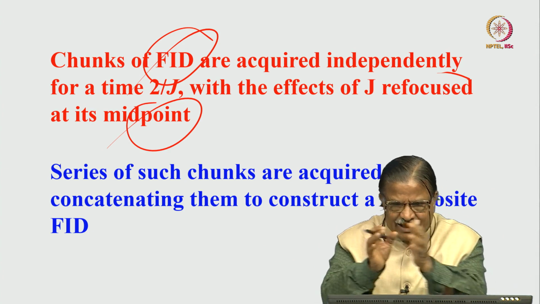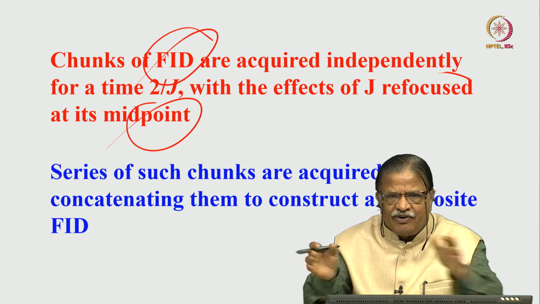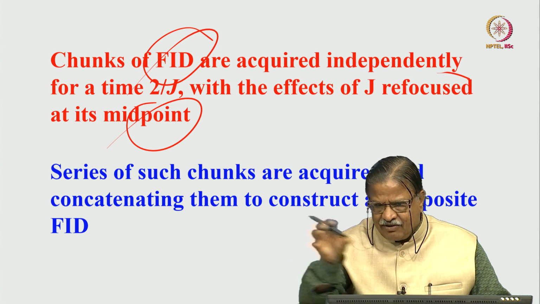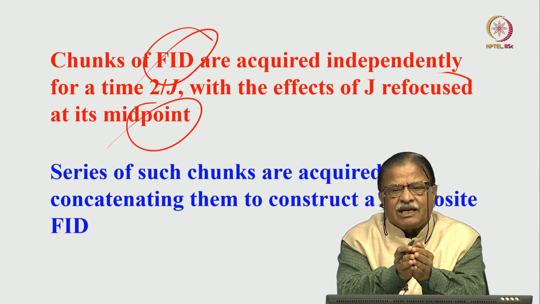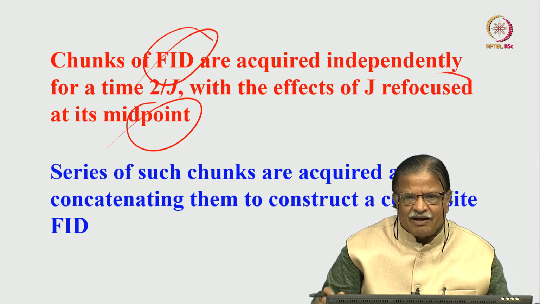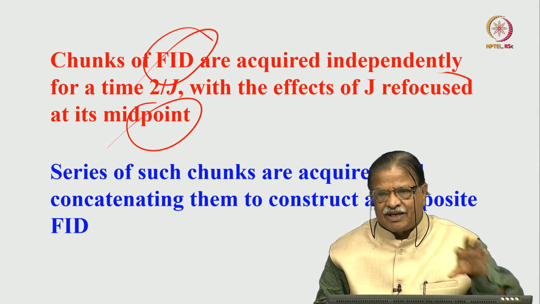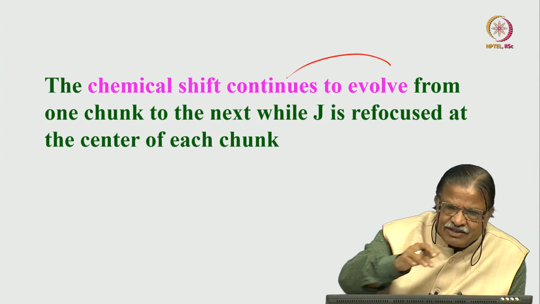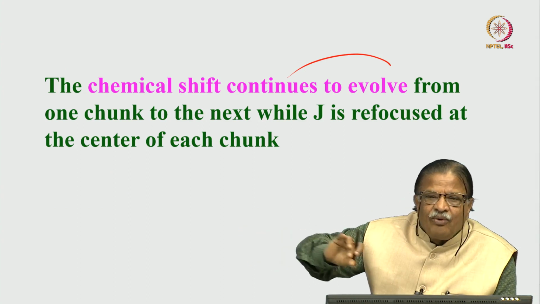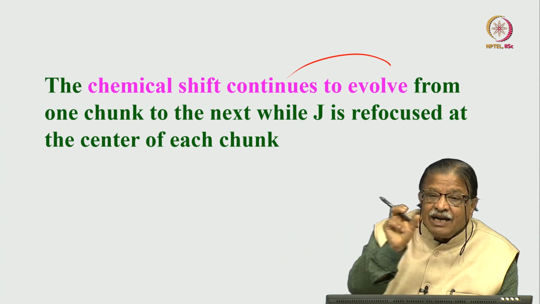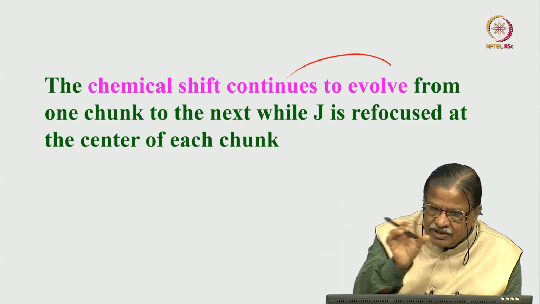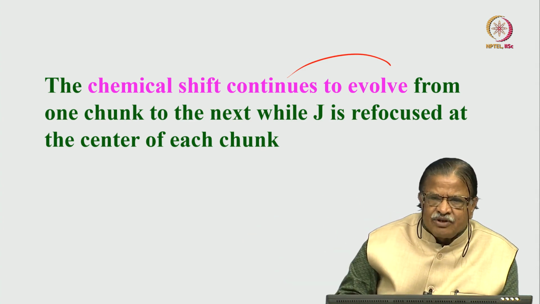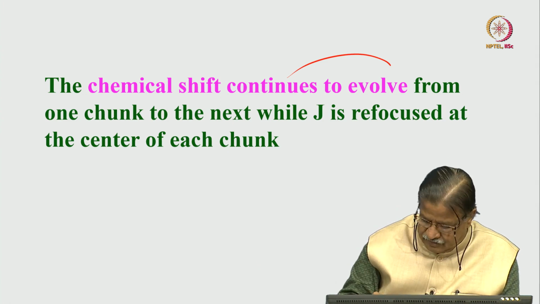That is one way: collecting the chunks of FID, and each time at the midpoint of it we have to ensure that the J's are refocused. Take several such chunks, artificially concatenate them, bring them together, construct a composite FID, and do the Fourier transformation. That is what we do. Then chemical shift and J couplings in such a situation will not evolve. The FID has only chemical shift evolution. J is refocused at the center of each of the small FID chunks, and only chemical shifts will evolve. That is okay.